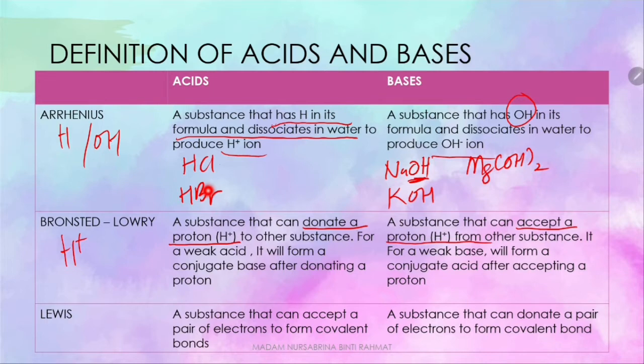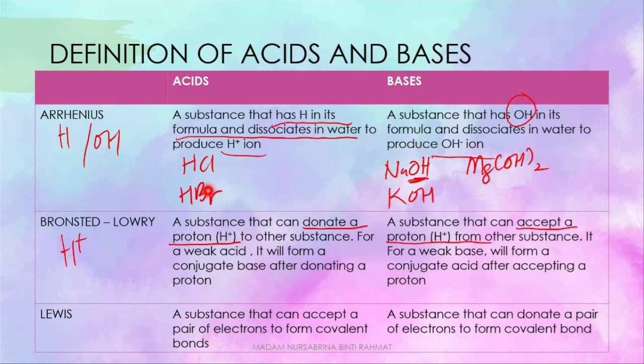According to Bronsted-Lowry, if it's a weak acid or weak base, it can have its conjugate partner. If it's a weak acid, it's going to dissociate, forming a conjugate base. Whereas if it's a weak base, it will react in water, forming a conjugate acid. I'm going to elaborate further about this conjugate partner later on.